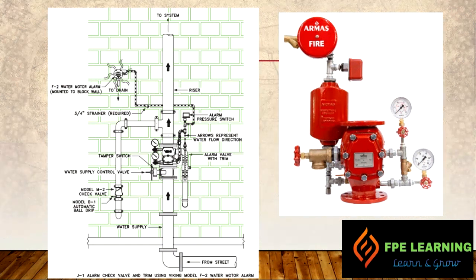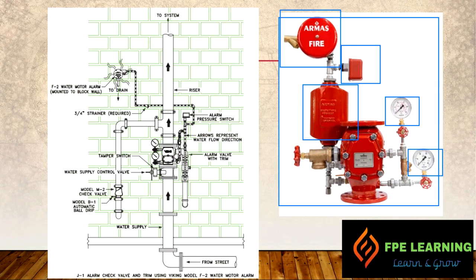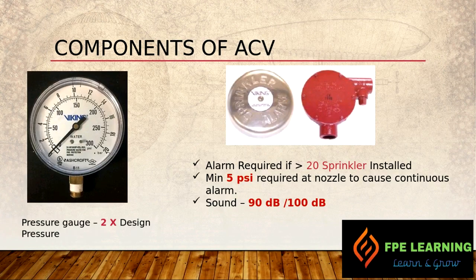On the right, we have an alarm check valve. If you can see the same 3D model, there is a pressure gauge, one at the bottom and one at the top of the alarm check valve. Then we have a retard chamber here to avoid false alarms during surges. And we have a pressure switch at the top of the retard chamber. And then we have a water motor alarm. We'll discuss all of these in detail, just wait a moment. So now moving on to the components of the alarm check valve.